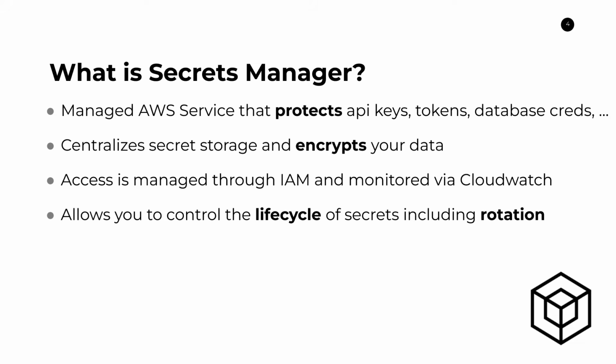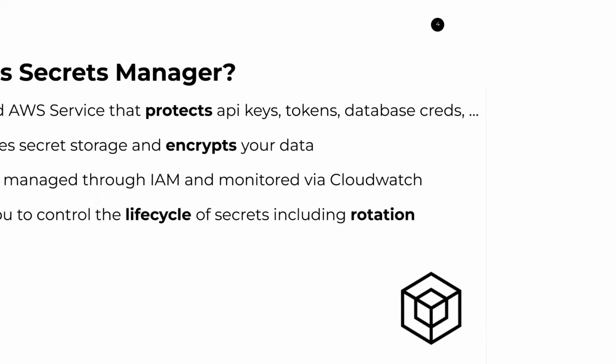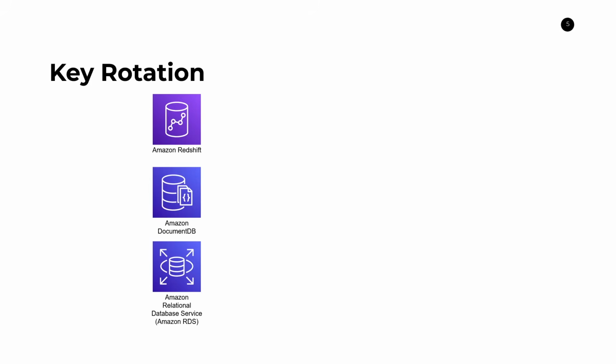So I kind of want to double click on that key rotation concept because they do stress it in the AWS console. So let's talk about how it works. The services that are natively supported with key rotation are Amazon Redshift, Amazon DocumentDB, aka MongoDB for AWS, and then Amazon Relational Database Service, or Amazon RDS.